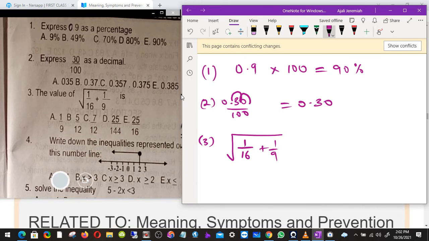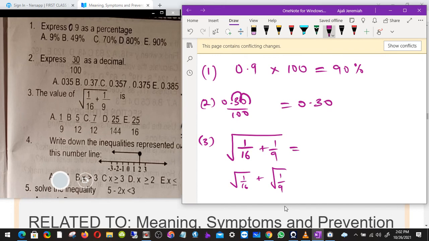Now don't fall for the trap to say square root of 16 is 4 and square root of 9 is 3. The reason is because you cannot find the square root until you add. You can't find the square root until you do this addition. If the question had said square root of 1 over 16 plus square root of 1 over 9, then you say square root of 1 over 16 is 1 over 4, then square root of 1 over 9 is 1 over 3. Then you can now add. But in this case, don't look for the square root first, but rather add first.